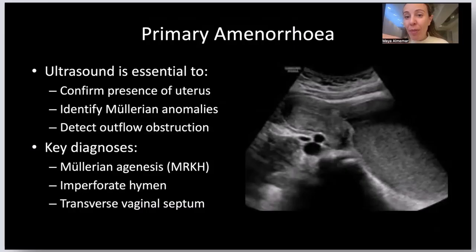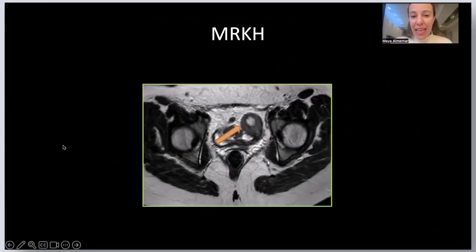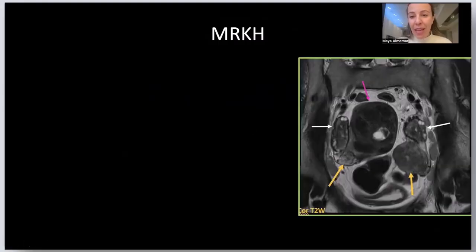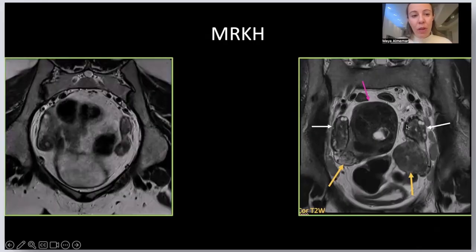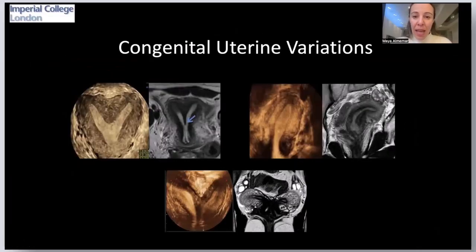An imperforate hymen, which may lead to this presentation of a hematocolpus or hematocolpus and hematometra, or a transverse vaginal septum. In MRKH, you might see these womb buds. These are often visualized on ultrasound, but also on MRI, and may give cyclical pain. And you could see these womb buds here with normal ovaries.